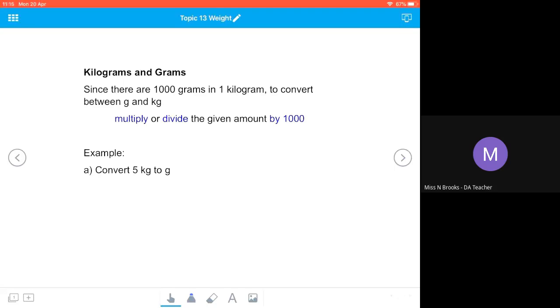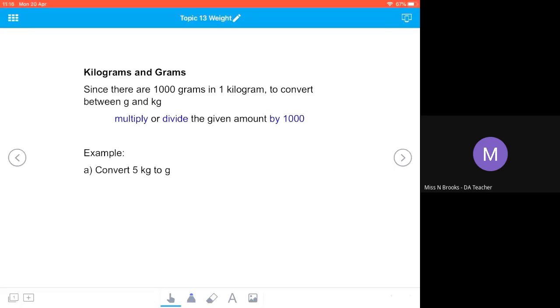So let's look at kilograms and grams and how we can do some converting. Since there are 1,000 grams in a kilogram, to convert between grams and kilograms, we're going to multiply or divide the given amount by 1,000. So the first example we've got is to convert 5 kilograms to grams. So we're going from the bigger unit to the smaller unit, so that means we're going to be multiplying because we need more of the smaller unit.